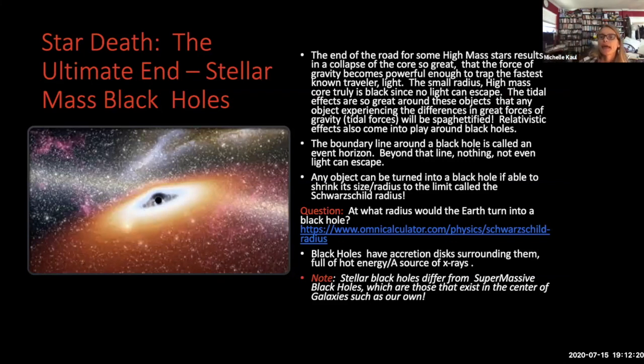So the end-mode for some high mass stars, so if you're in that 2 to 3 solar mass range at the very end of your life, you could very well end up being a stellar mass black hole. And what we mean by a black hole is an object that is so dense, there's so much mass packed in a small radius that gravity is acting on it so strongly that not even light can escape.